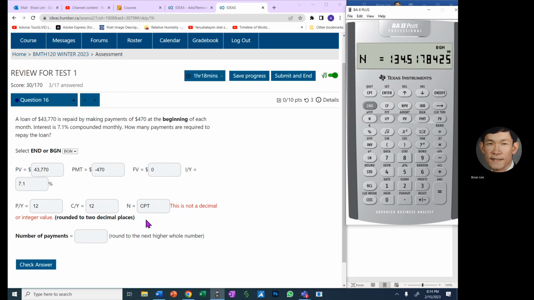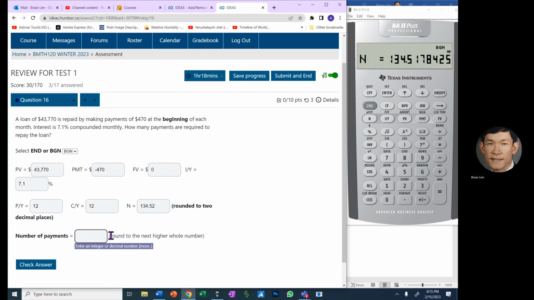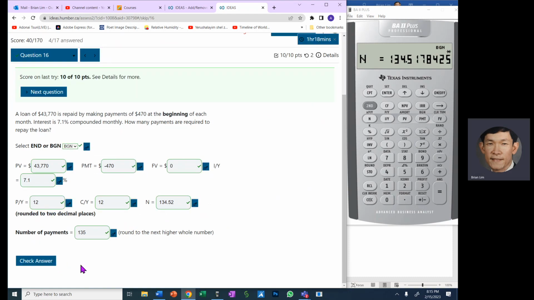134.5178425. Now, it says rounded to 2 decimal places, so we will stop at 2 decimal places and put in 134.52. All right, that's 2 decimal places. Now, the number of payments has to be an integer, so you have to round to the next higher whole number. So we're past 134, so in here we should put the answer of 135, and hopefully that is correct. Check our answer, and it is correct.